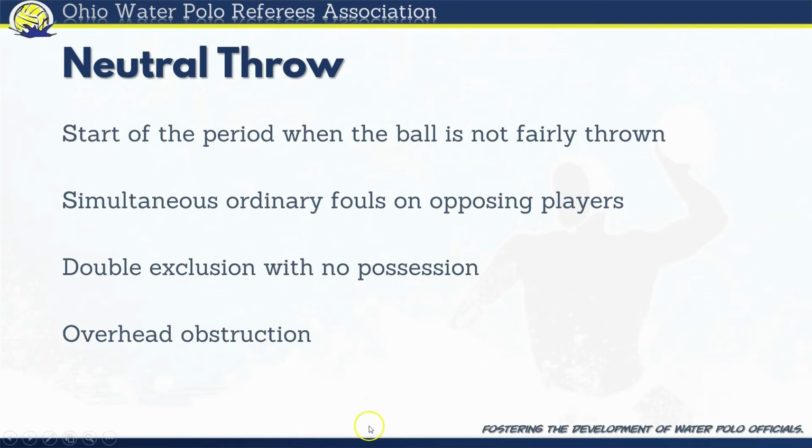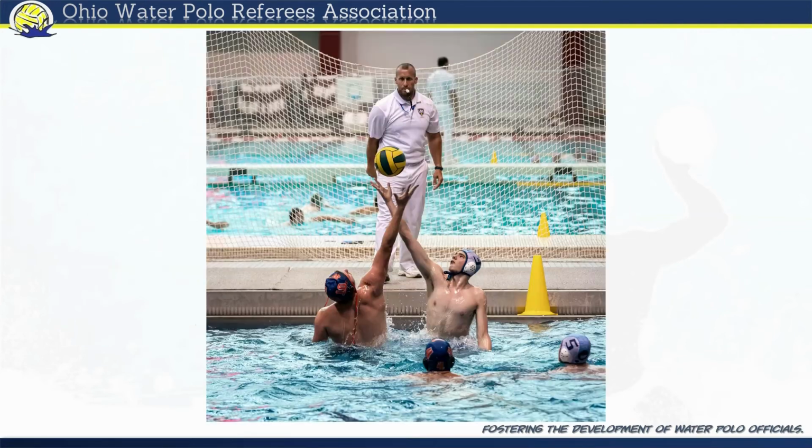Or if it hits an overhead obstruction. So if the goalie were to block it, and let's say it were to hit a 3-meter board that we're hanging over, or go up and hit the ceiling in a low pool, we would call a neutral throw. So there's actually just a picture of a neutral throw. Referee throws the ball in play. These two players leap up for it. So that's what that would look like.